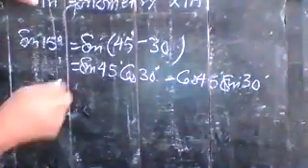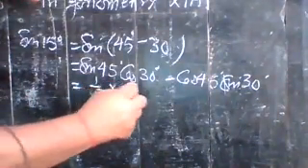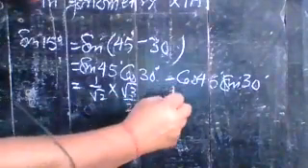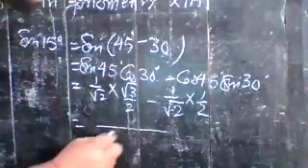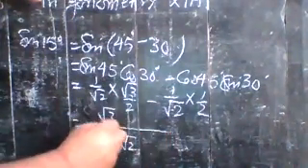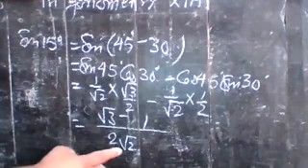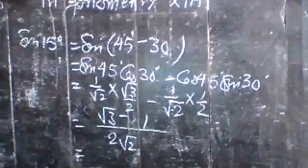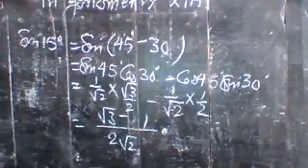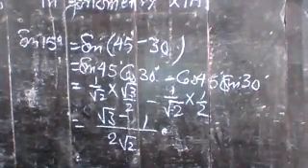Putting in the values: 1 by root 2 into root 3 by 2 minus cos 45, which is 1 by root 2, into sine 30, which is 1 by 2. So the LCM is 2 root 2, and you have root 3 minus 1. Now rationalize its denominator by multiplying numerator and denominator by root 2, or you can leave it. That is your answer. So the value of sine 15 is root 3 minus 1 upon 2 root 2.